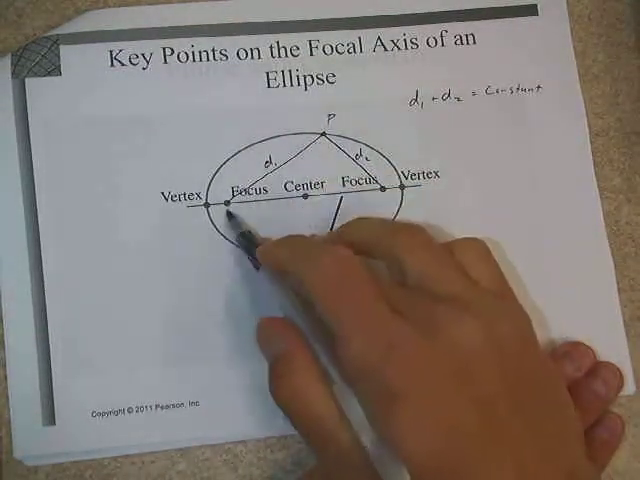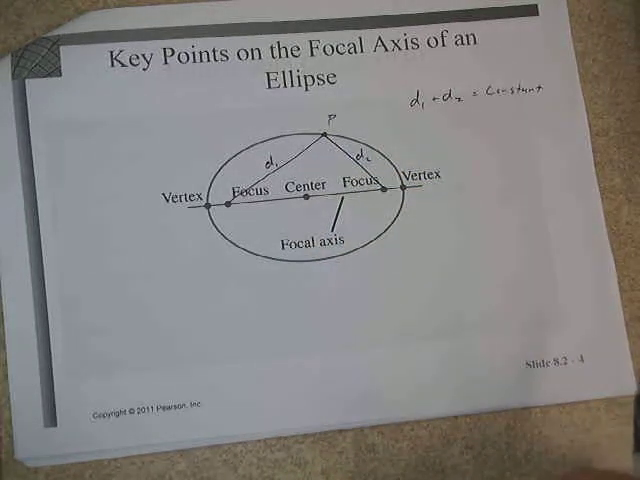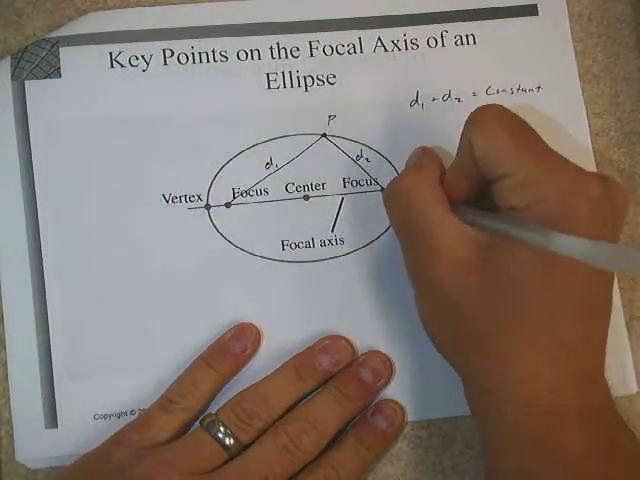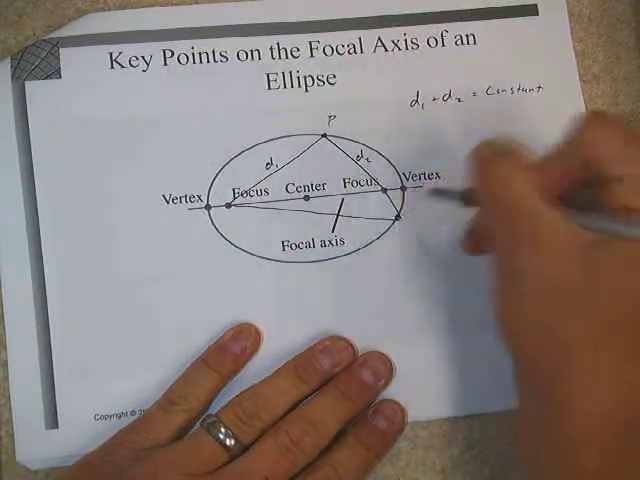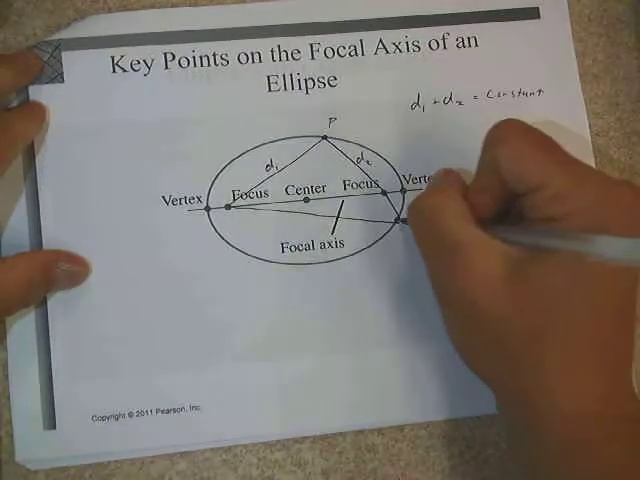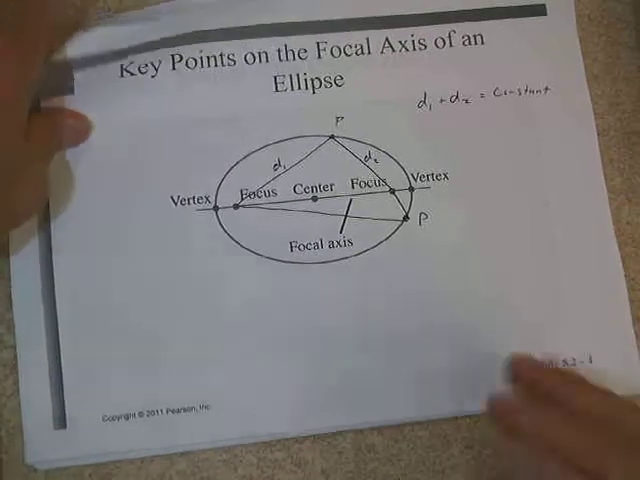Here's what I mean by that. If I measured this and found D1 was 5 and D2 was 3, that means the total distance would be 8. If I picked a different point, let's say right here, the second point, and I did D1 plus D2, it would also equal 8. No matter where I pick the point, those two distances together always equal the same number. Are they always going to equal 8? No. They're going to equal some number, depending on how big the ellipse is. But any point we choose on the ellipse has the property that those two distances add up to a constant.